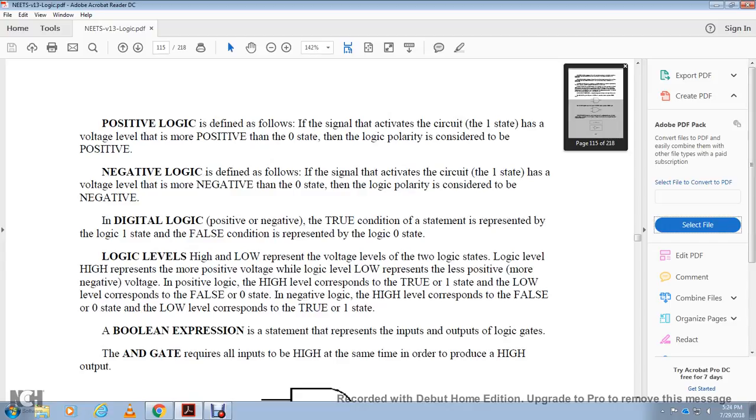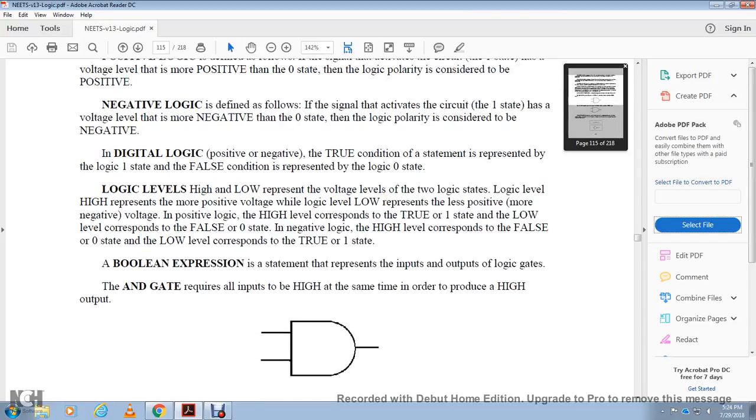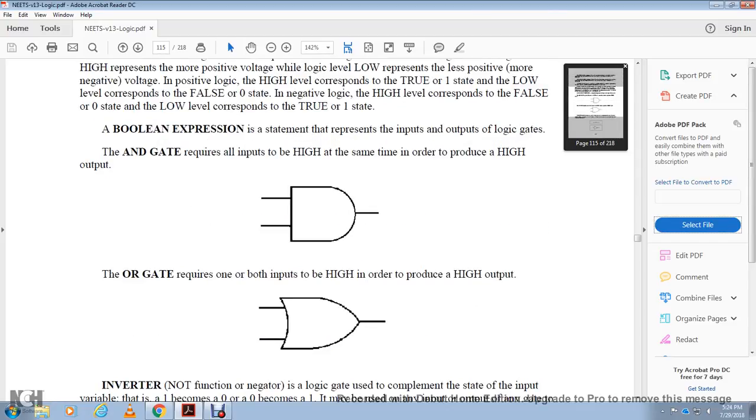The AND gate requires all inputs to be high at the same time in order to produce a high output. The OR gate requires one or both inputs to be high in order to produce a high output.